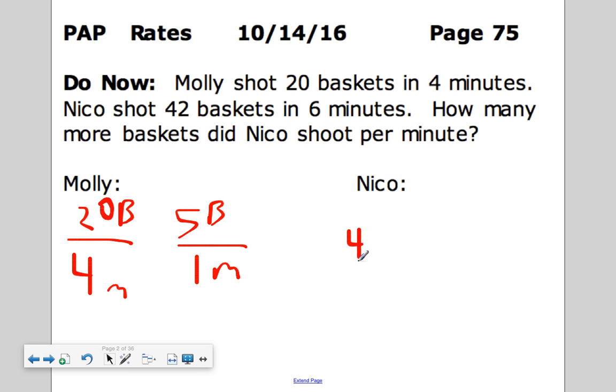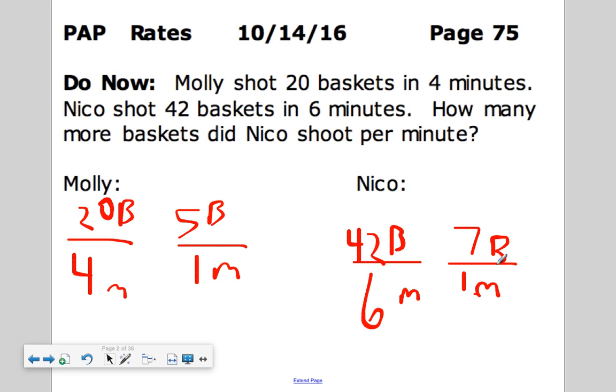Nico, on the other hand, can shoot 42 baskets in 6 minutes. So if I had to break, it says per minute. So what is his result? Each minute, per minute, 1 minute. I divide by 6, and I get 7 baskets per minute for each minute for 1 minute.